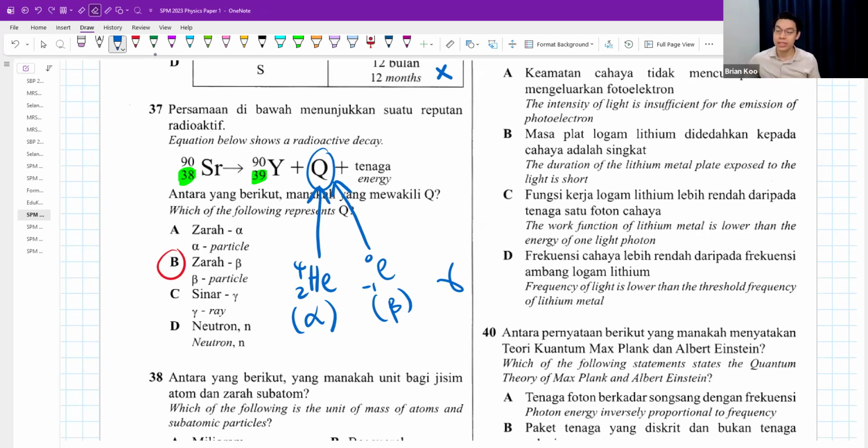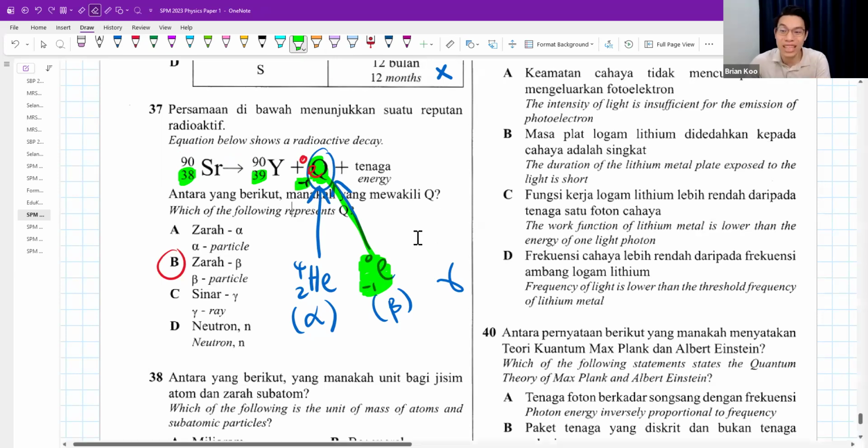Okay, because gamma ray is just a pulse of energy, just a wave. And you see, if you go and put this right here, it will help you to balance the proton and the nucleon number, right? The nucleon number is 90 equals 90 plus 0. And then proton number is 38 equals 39 minus 1. Answer is B.